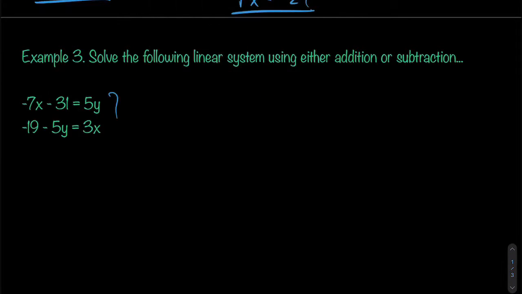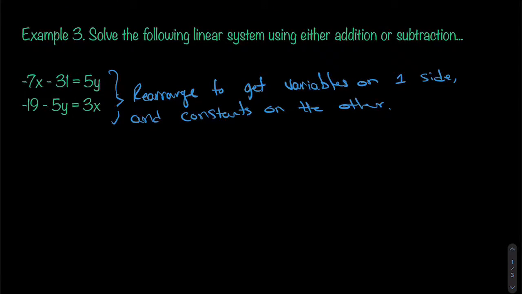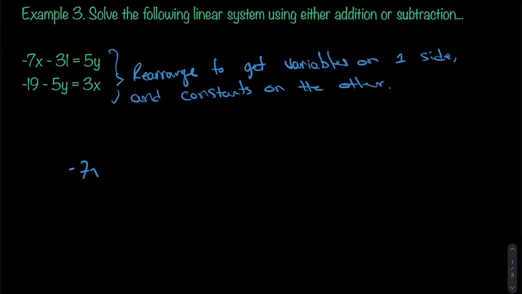We need to rearrange to get variables on one side and constants on the other, right? So let's do that. So instead of negative 7x, I'm going to leave that on this side. So negative 7x, but I'm going to pull that 5y to this side. So I'm going to actually subtract 5y. And then I'm going to move the 31 to the other side. So I'm going to add it.